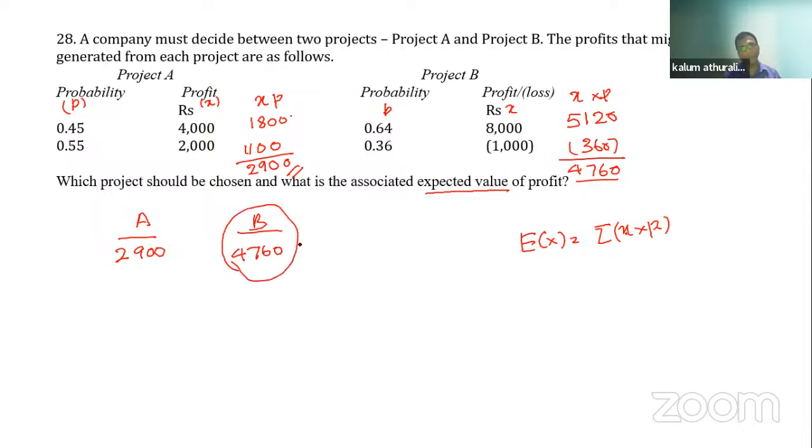This is the most valuable project. It has more expected profit than this one. So they can choose B, the one with the higher expected value.